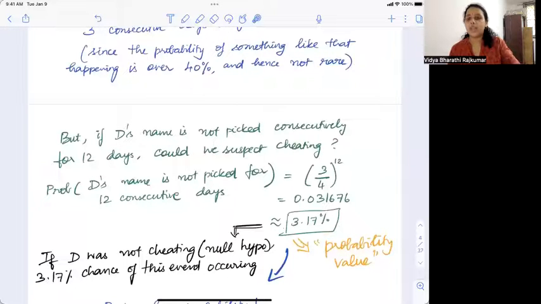Now, if there were no cheating happening, there's a very, very small chance for something like that to ever happen. But you're seeing that happening in your life. Could that be reason to suspect that somebody has tampered with this process? Maybe there is some cheating going on.